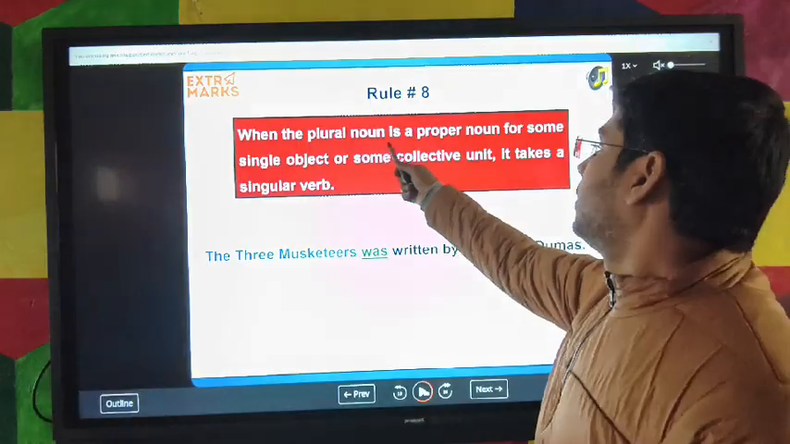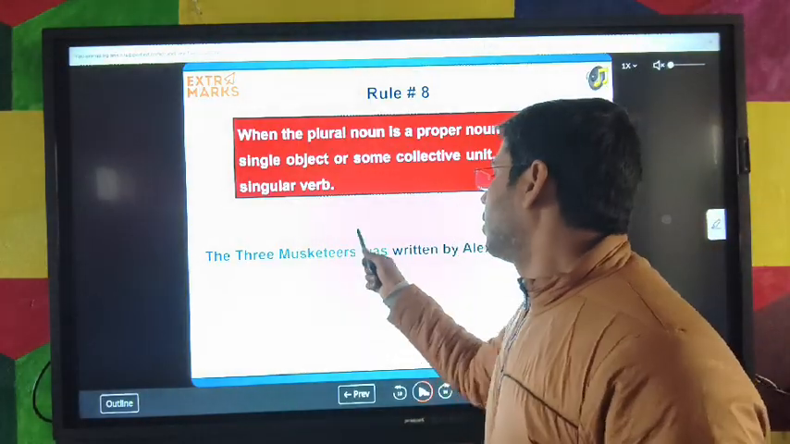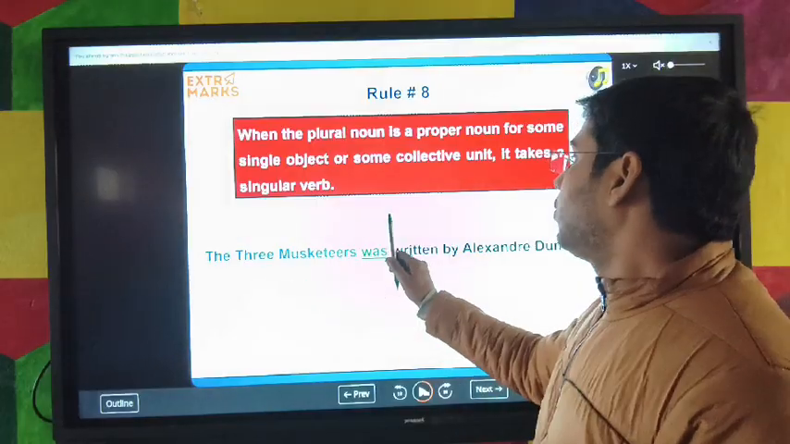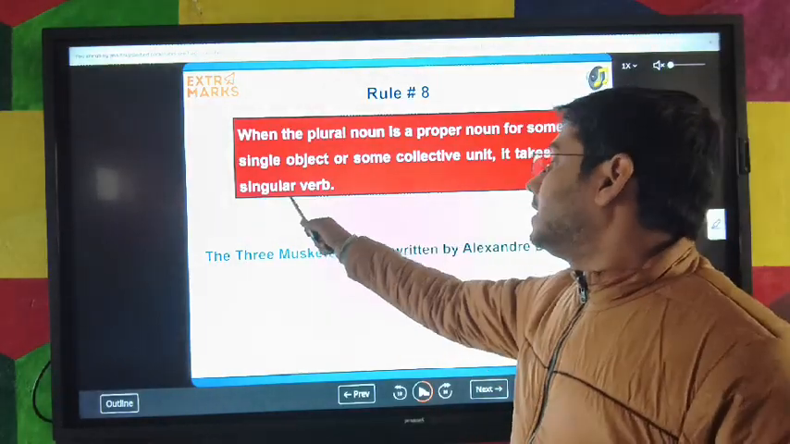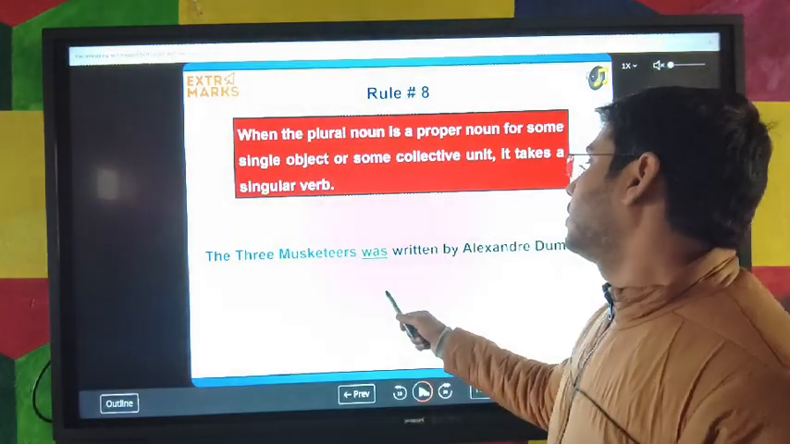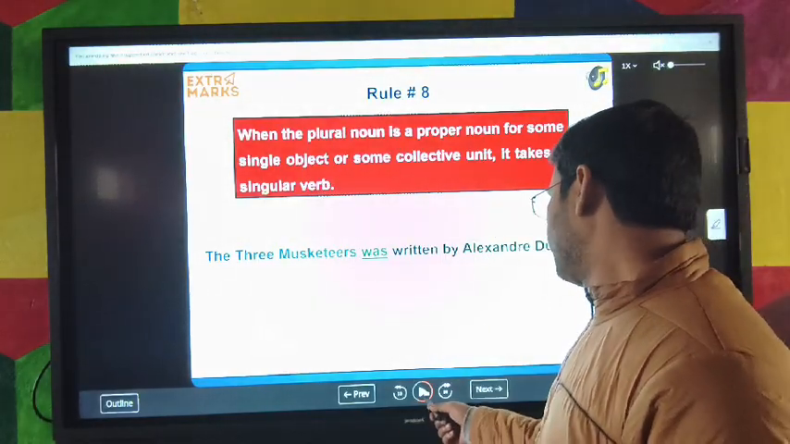So when the plural noun is a proper noun, it's talking about only one book, a single object or some collective unit. It takes a singular verb.